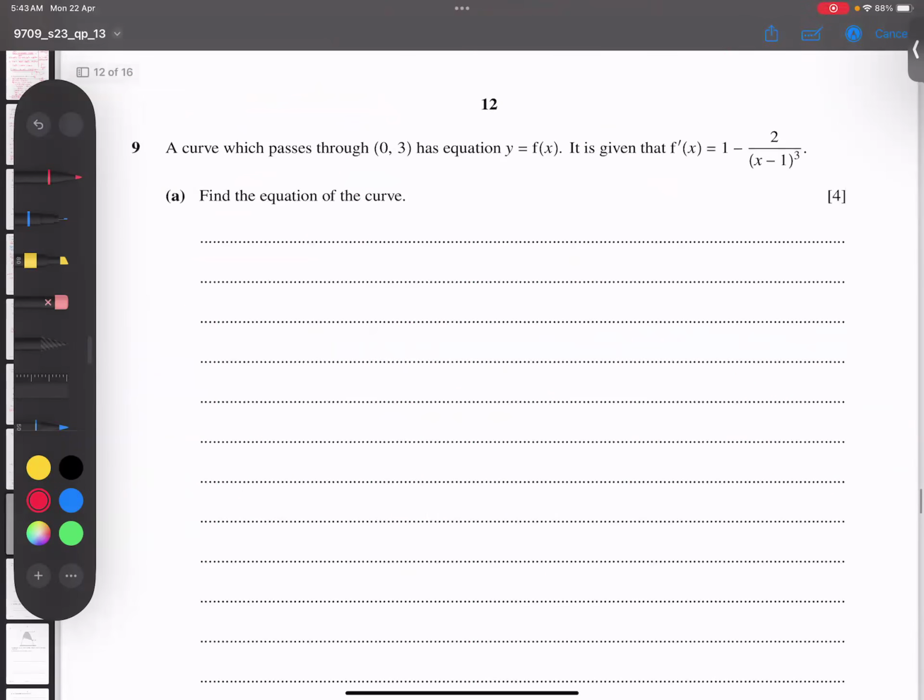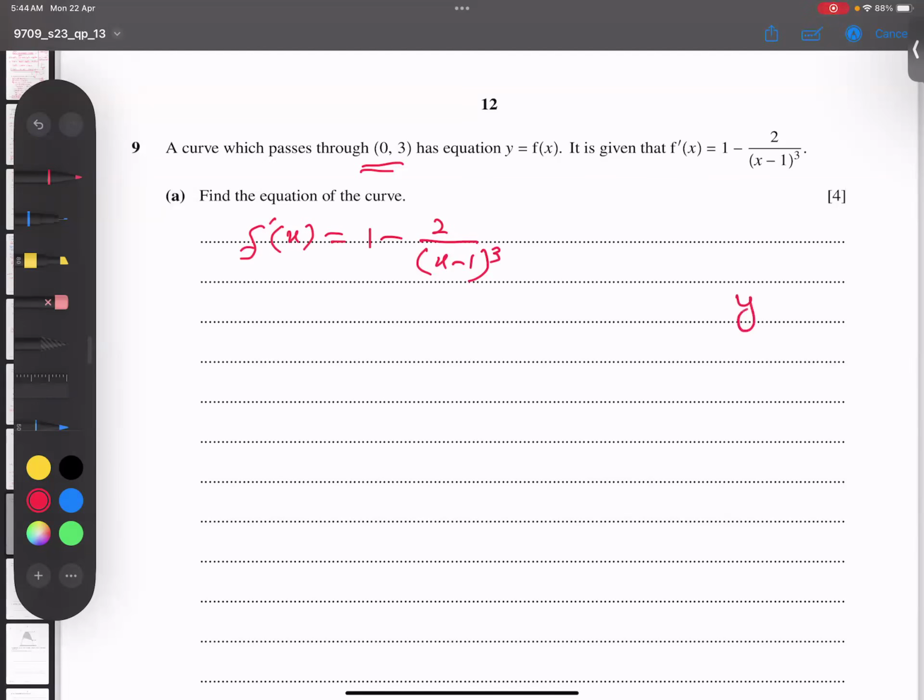So let's go for the next question, number 9. The curve passes through 0, 3. Okay, and we have given f dash. Dash stands for differentiation. And I'm going to show you one important thing.